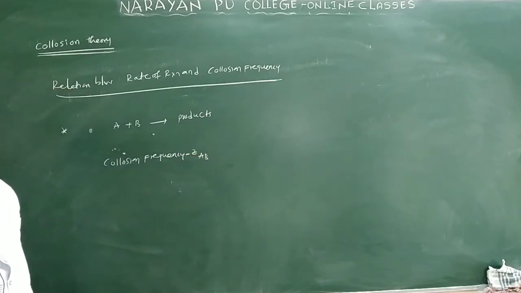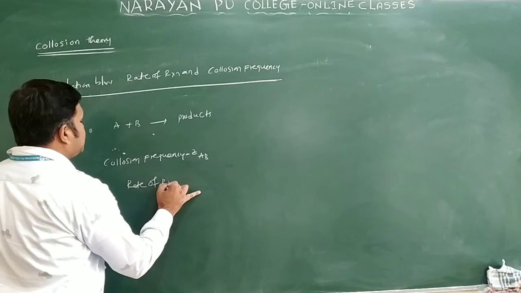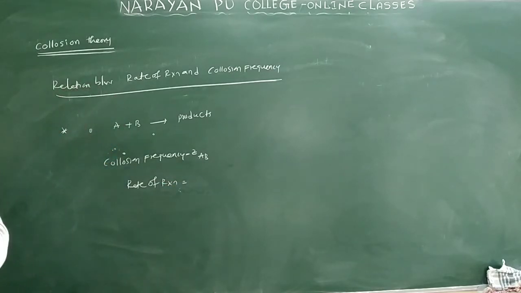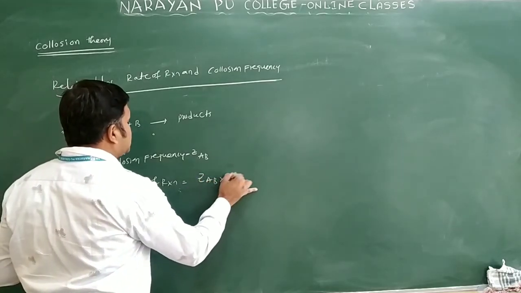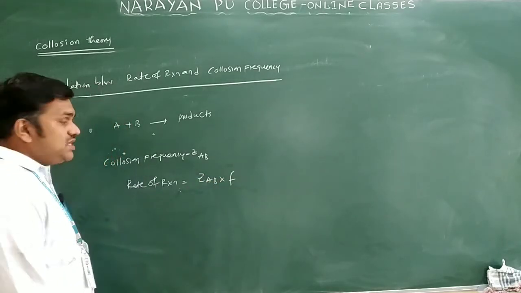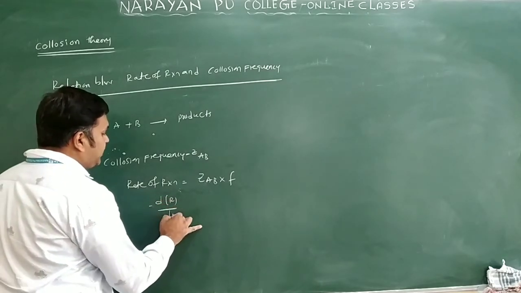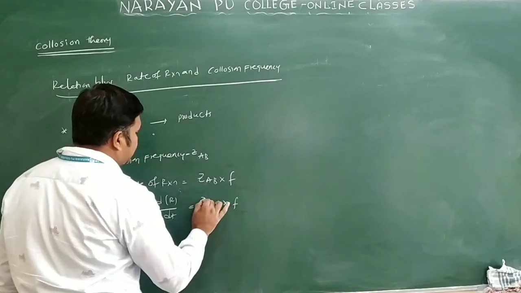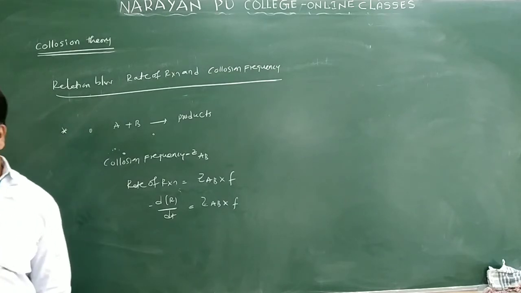Now I want to write a rate expression. Rate of reaction is equal to the collision frequency ZAB into some factor F. The rate of reaction, the change in the concentration of the reactant, you write as minus d[R]/dt is equal to ZAB into F, where F is a constant. This constant is coming from the Arrhenius equation.